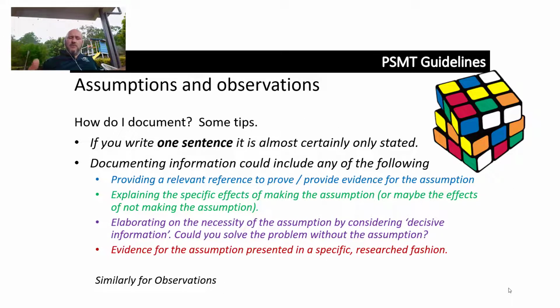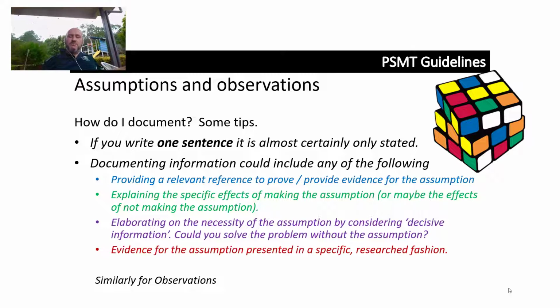We also think, and this is where my examples are going to come from, we think that there are 4 main ways that we commonly see people deal with assumptions and observations, and in terms of documenting them. So you might provide a relevant reference to provide evidence for the assumption. That's the first way, and also the most common way, but we really want to make sure that you understand it's not the only way.